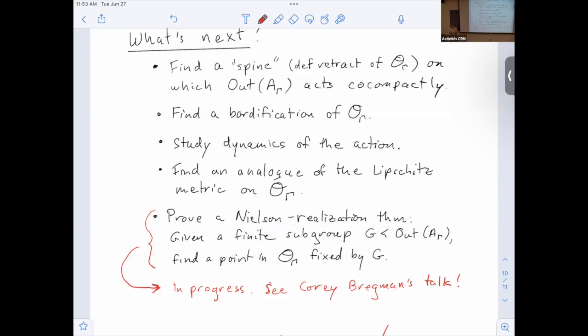The analog is known for the free group acting on Culler-Vogtmann space: given any finite subgroup of Out(F_N), it fixes some point in Culler-Vogtmann space. In other words, it fixes one of these graphs. So we'd like some analog. Given a finite group, can we find a fixed point in this nice CAT(0), skewed CAT(0) complex where it fixes the metric and the marking? Okay, so that's what we're working on right now.